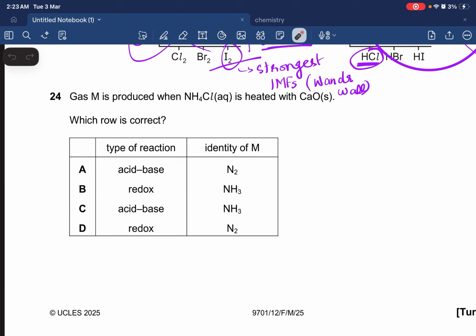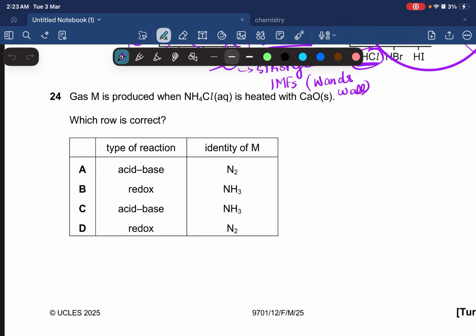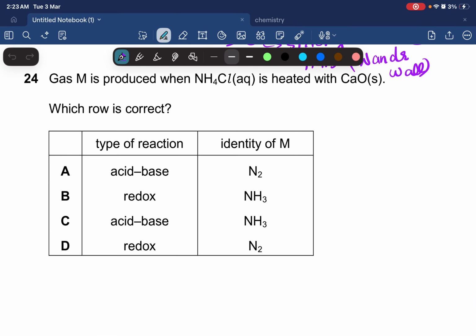Gas M is produced when ammonium chloride is heated with calcium oxide. You should know that whenever we heat an ammonium salt with any kind of alkali, what do we produce and what kind of reaction is that? Okay, first things first. Just rote learning that an ammonium salt and an alkali give you ammonia gas is not going to make things good. So let's see what's happening inside the reaction.